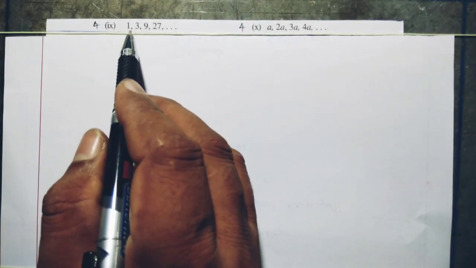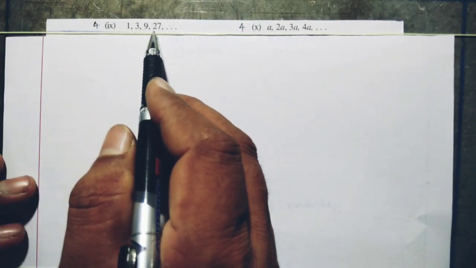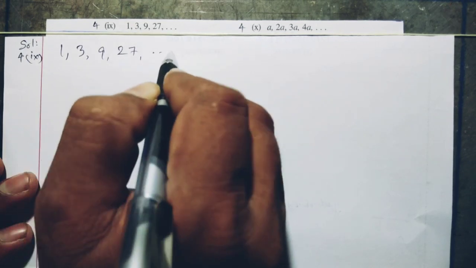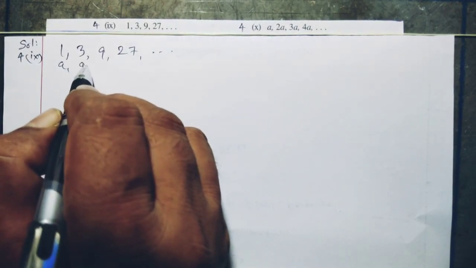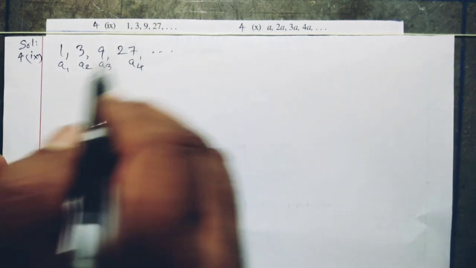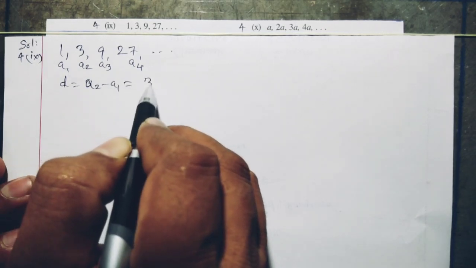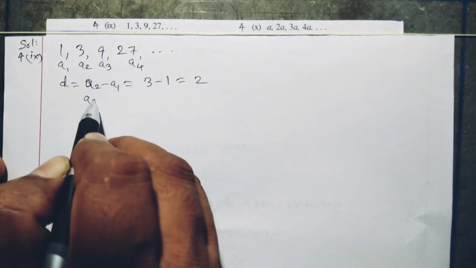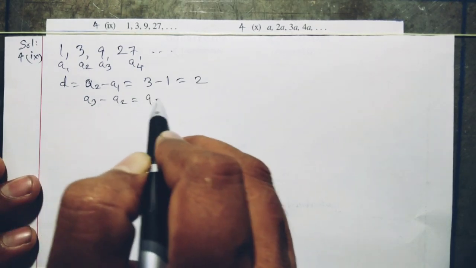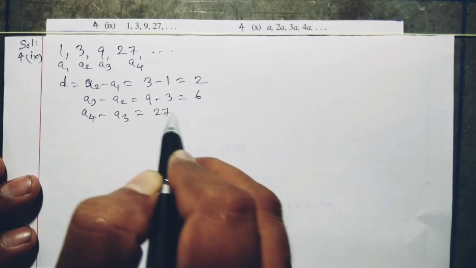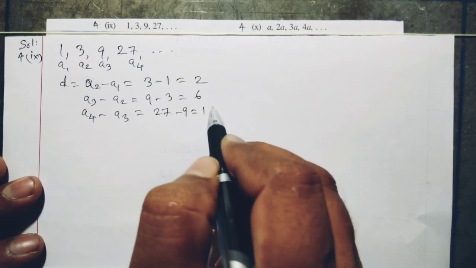Fourth bit, ninth problem: 1, 3, 9, 27, and so on. Solution for fourth bit, ninth problem: given 1, 3, 9, 27, and so on. First, second, third, fourth terms. Common difference a2 minus a1 is equal to 3 minus 1, which is 2, and a3 minus a2 is 9 minus 3, equal to 6, a4 minus a3 is equal to 27 minus 9, which is 18.